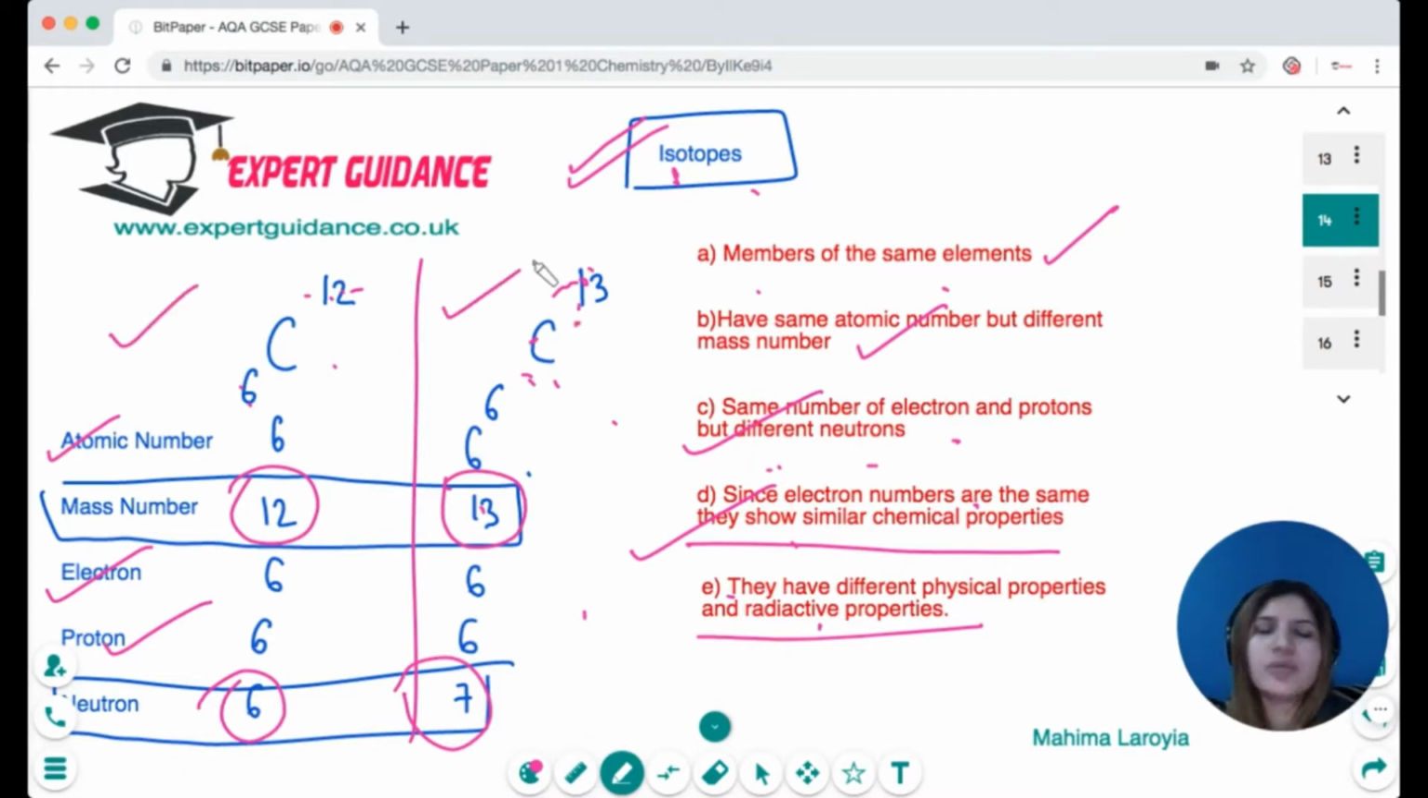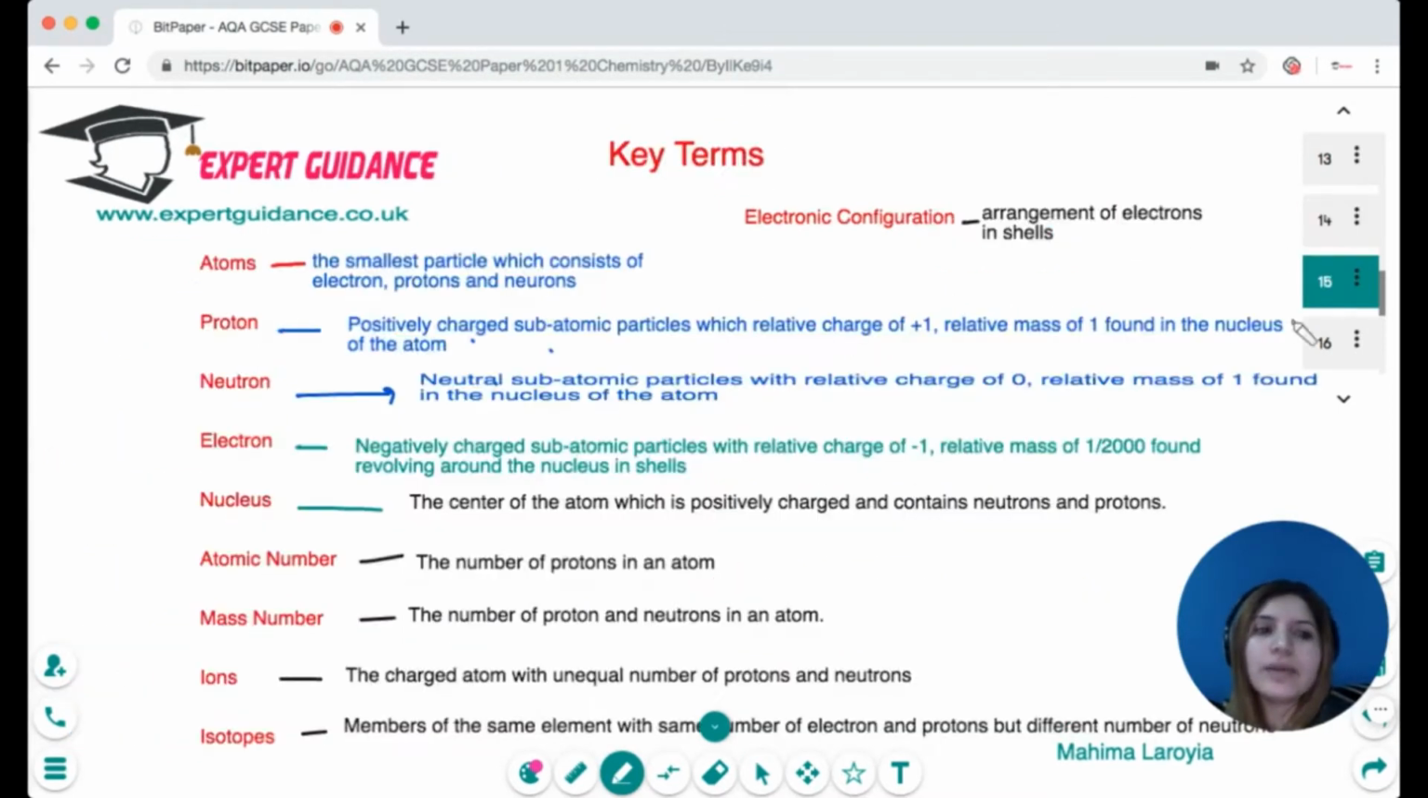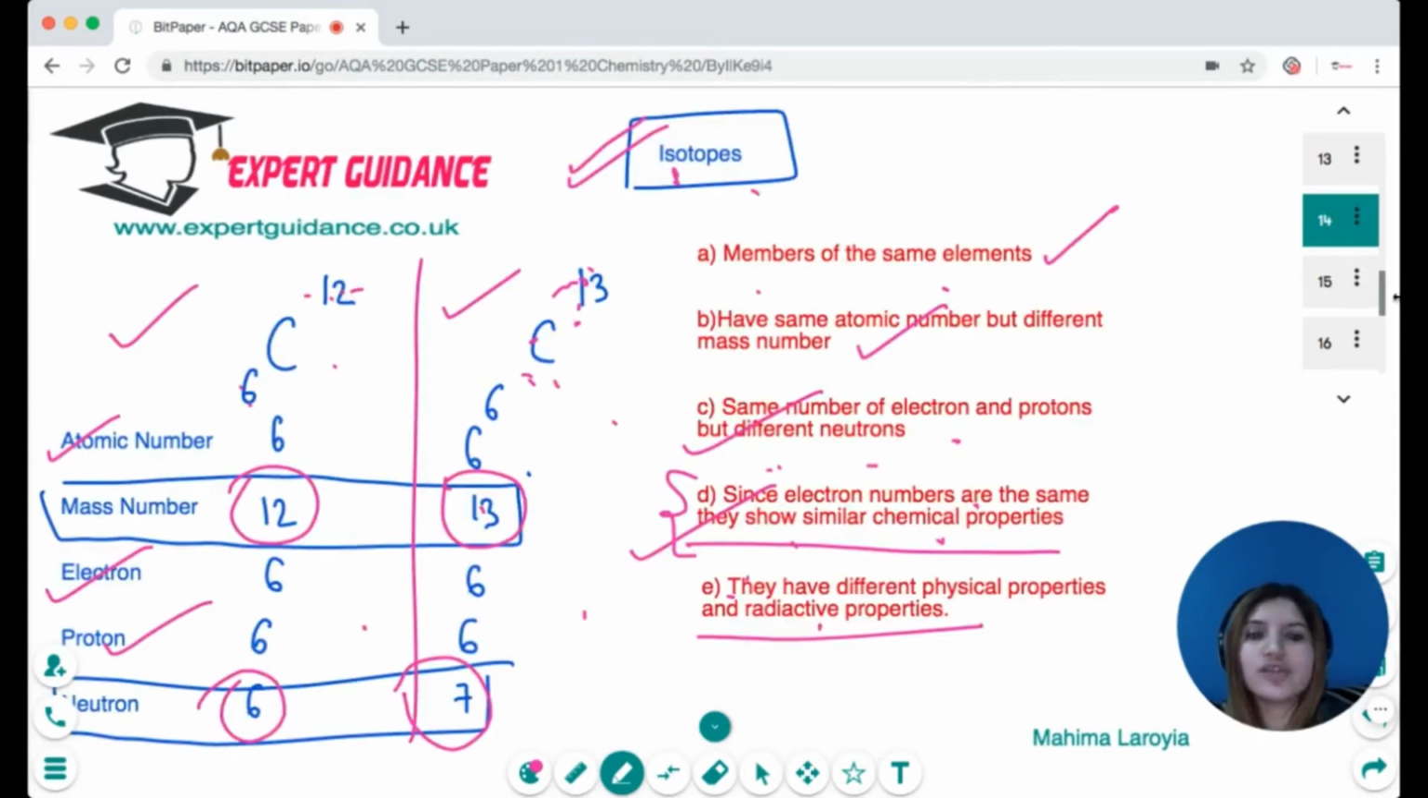So you should know the definition of isotopes, and what things are the same in isotopes. They can ask you what things are similar in isotopes. You can say atomic number is the same, proton number is the same, electron number is the same. What is the difference in isotopes? The mass number is different, neutron number is different, physical properties are different. Why are chemical properties the same? Because the electron number is the same, and for a chemical reaction, it is the electrons that take part. I hope the concept of isotopes is clear to you.